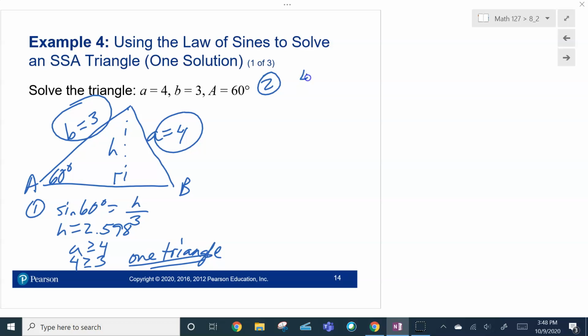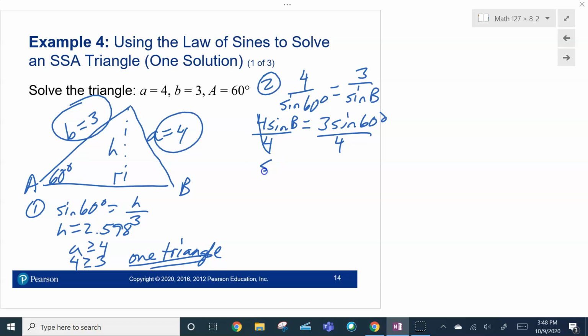So let's go law of sines. So a over sine a equals b over sine of b. Cross multiply. 4 sine of b equals 3 sine 60 degrees. Divide both sides by 4. So sine of b equals 0.649519. So angle B is the arc sine of this.